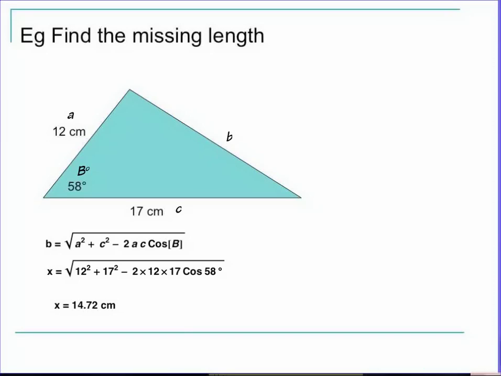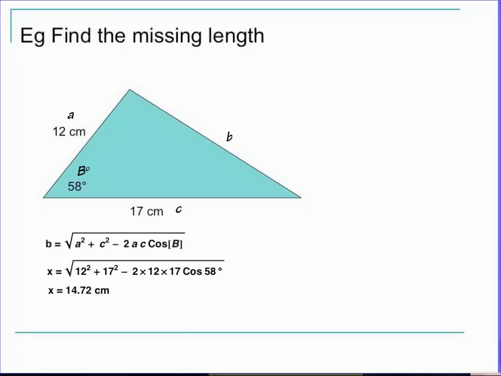Okay, so to recap again, first step, label your triangle with A, B, and C. Second step is write down the formula that you need to use. So in our case, it was B equals the square root of. Third step, put in the values instead of the letters. And then the final step is use your graphics calculator to solve.